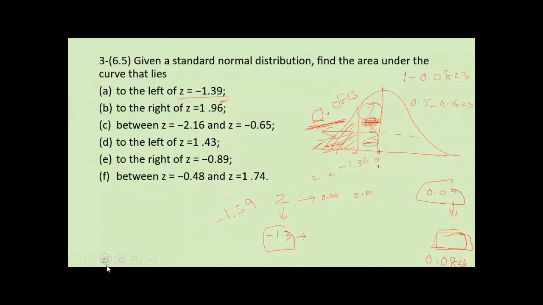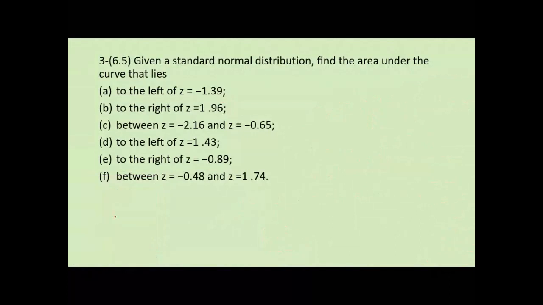Second problem. To the right of Z, now it's not left, be careful. But the table will give you only the area to the left of Z. You are going to find the area right of Z. Okay, 1.96. Where it will be, roughly draw the graph. Okay, first I will find the value left of Z, and then we have to calculate the right of Z.